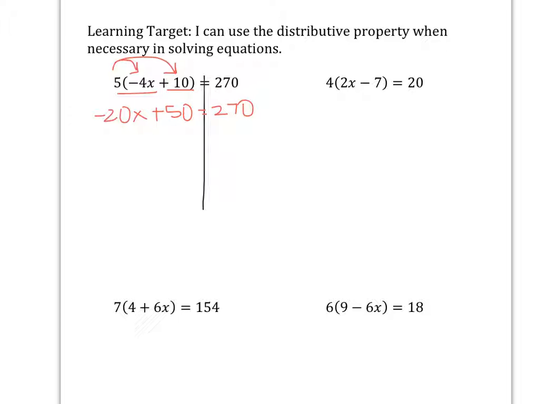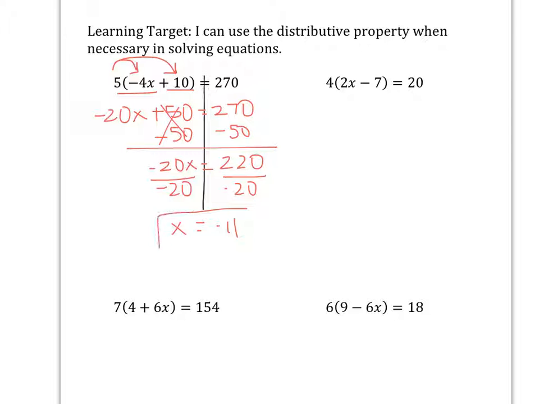I'm going to subtract 50 and move it to the other side, and then I'm left with negative 20x on the left-hand side is equal to 220. And then my last step to undo multiplication of negative 20 times x would be to divide by negative 20. And 220 divided by negative 20 is negative 11. Now, don't forget when you are done solving an equation, you can take that answer and plug it back in for your variable to make sure that the equation holds true.